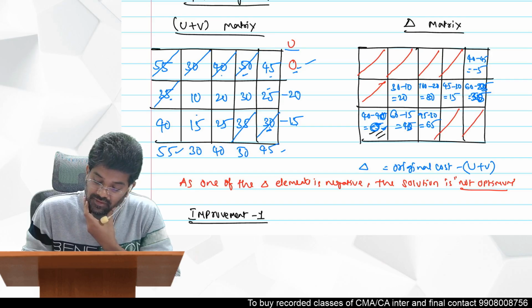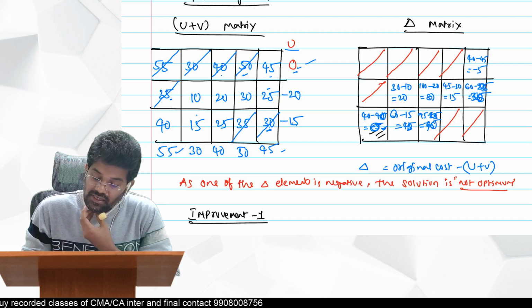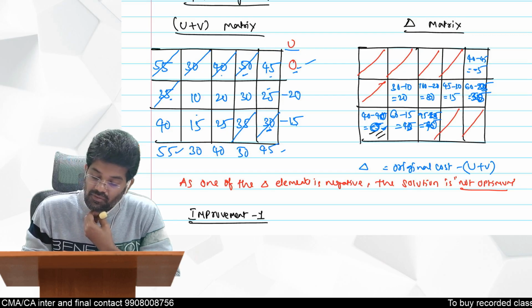45. Then 95 minus 25. 95 minus 25 is 70. So 45 is 70. But still we got one negative value, minus 5. Anyhow, the problem is not optimum.